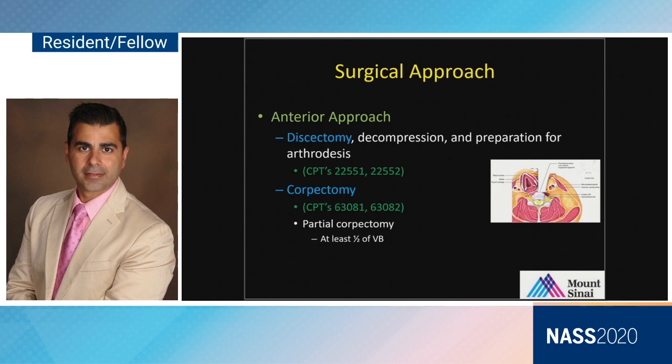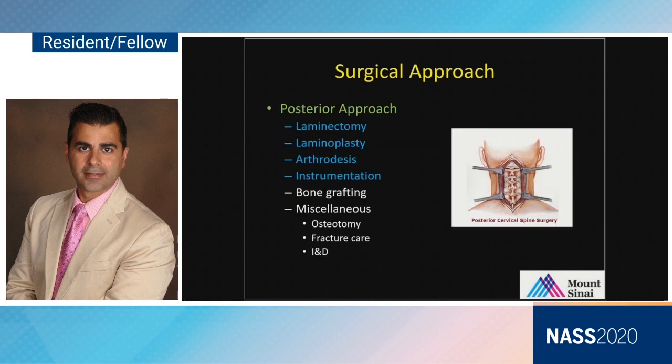Another anterior approach can be a corpectomy, which again is removal of a vertebral body. And you can't really bill for a partial corpectomy unless 50% of the vertebral body has been removed during the surgical procedure. Posteriorly, there are several procedures that can be performed in the cervical spine. Laminectomy is a commonly performed posterior-based approach procedure. Laminoplasty is also a unique procedure performed in the cervical spine. Arthrodesis, instrumentation, bone grafting, again, are other forms of procedures that can be performed using a posterior surgical approach.